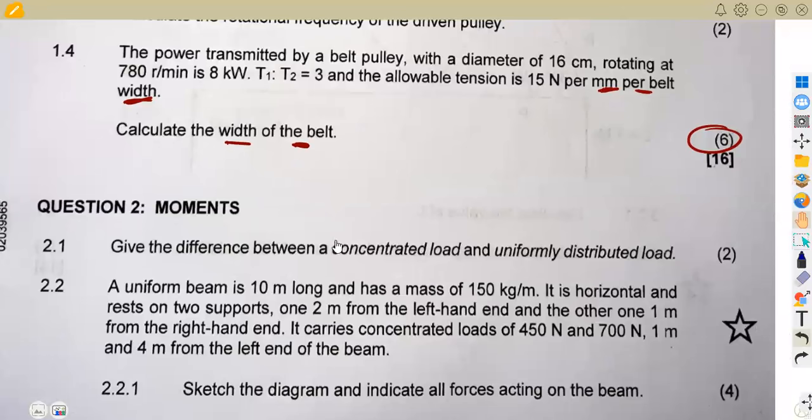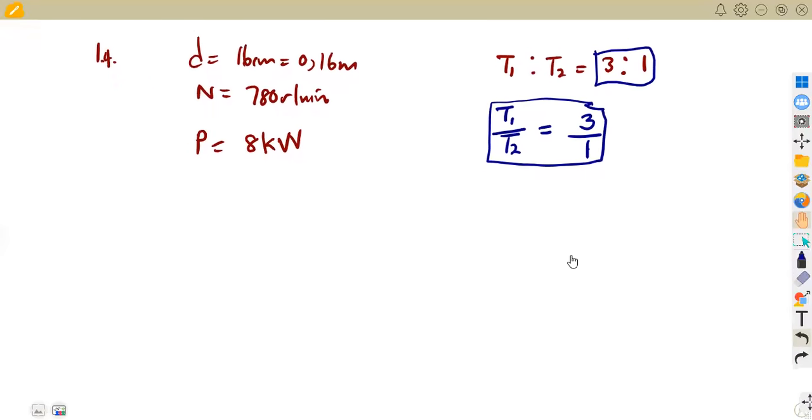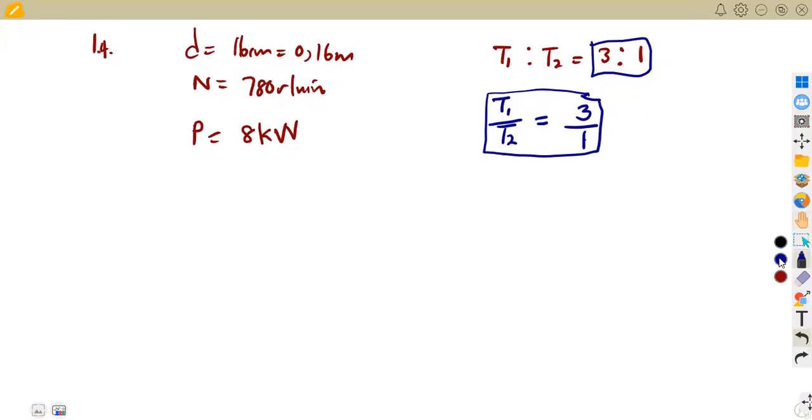Let us take this into consideration. Remember, it's taken per belt width, the allowable tension. So where does it affect us in actual sense? Where does this part affect us? This part, guys, of the allowable tension, it affects us on T1. Remember, on the tight side, T1 is going to be equivalent to the allowable tension.